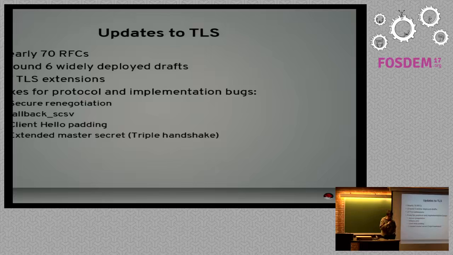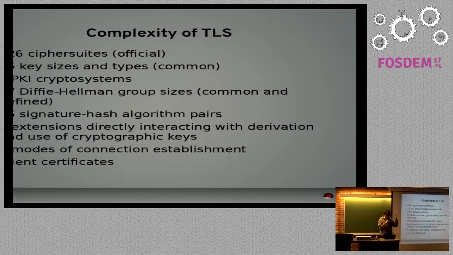We also have 6 widely deployed drafts that weren't actually standardized, accepted by the Internet Engineering Task Force. We have something like 27 extensions, and there were a lot of fixes for protocol and implementation bugs, like for secure negotiation, for fallback SCSV, signaling cipher suite value, client hello padding, extended master secret, that's protection against triple handshake. That made TLS very complex.